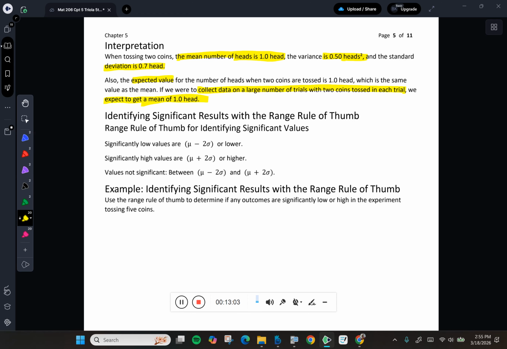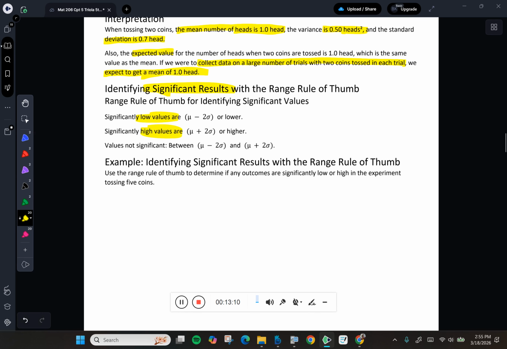All right, that range rule of thumb for significant values, about significant low values and significant high values, right? So what I would like to do is talk about significant results. Significant low values are values that are well below the mean. How much? Well, 2 standard deviations or lower. What's significantly high? Well, 2 standard deviations or higher. So any value that is between those, we say that those are not significantly low or significantly high.